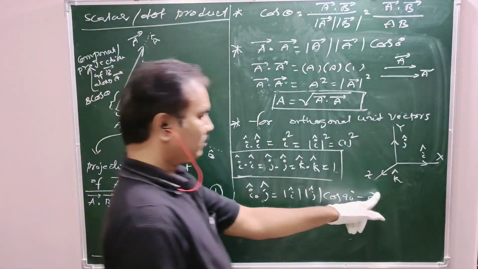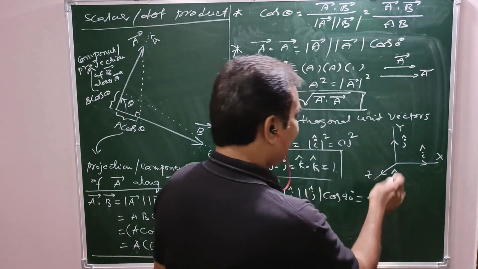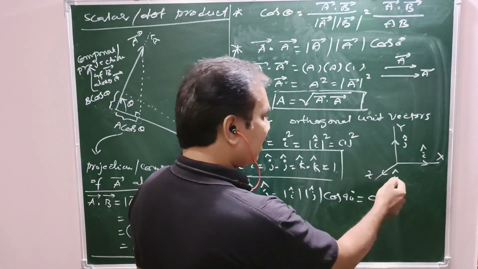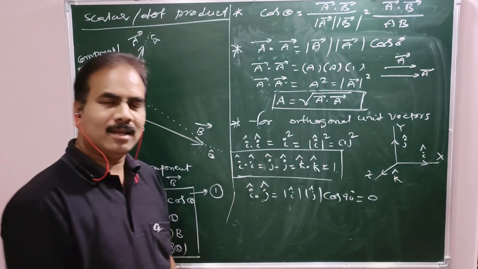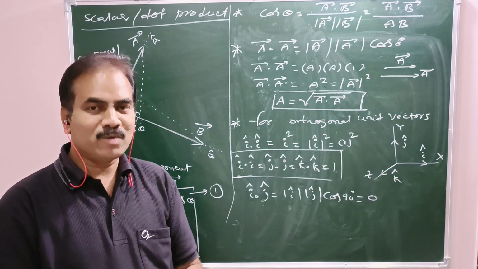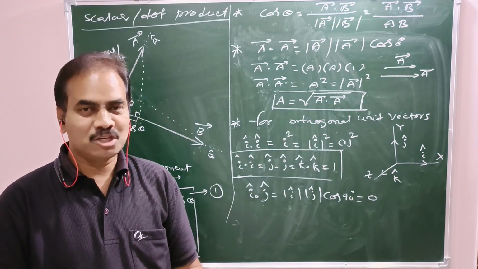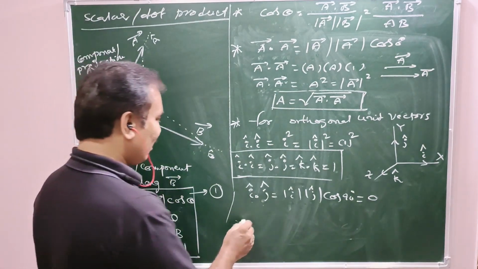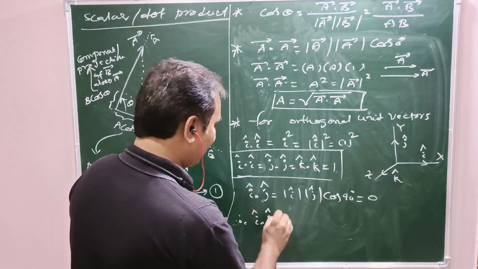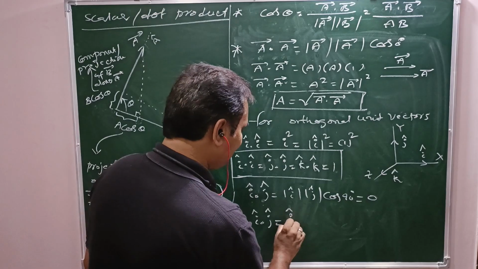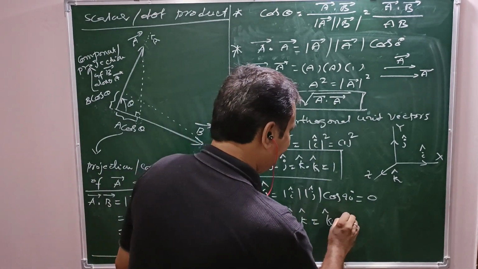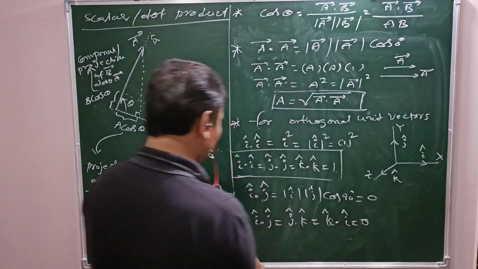That is 0. So in the same way, j dot k. What is the angle between these two? 90. k dot i. Again 90. So now we came across that the dot product of two mutually perpendicular vectors is 0. Vanishes. So in the same way, therefore, i dot j equal to j dot k equal to k dot i equal to 0.